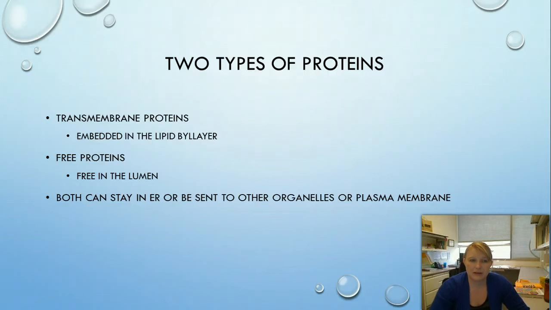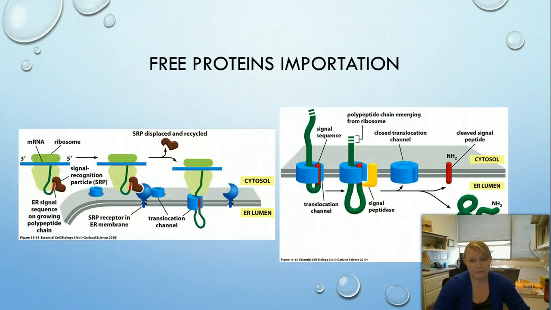So now we're going to talk about the two types of proteins that get made. We have transmembrane proteins and we have free proteins. These play a huge role when we talk about chapter 16 next, so make sure you understand how this is happening. Both types of these proteins can either stay in organelles or in the lumen or in the plasma membrane. It just depends. They can be produced in a variety of places. So make sure you understand that this isn't limited to any one specific organelle.